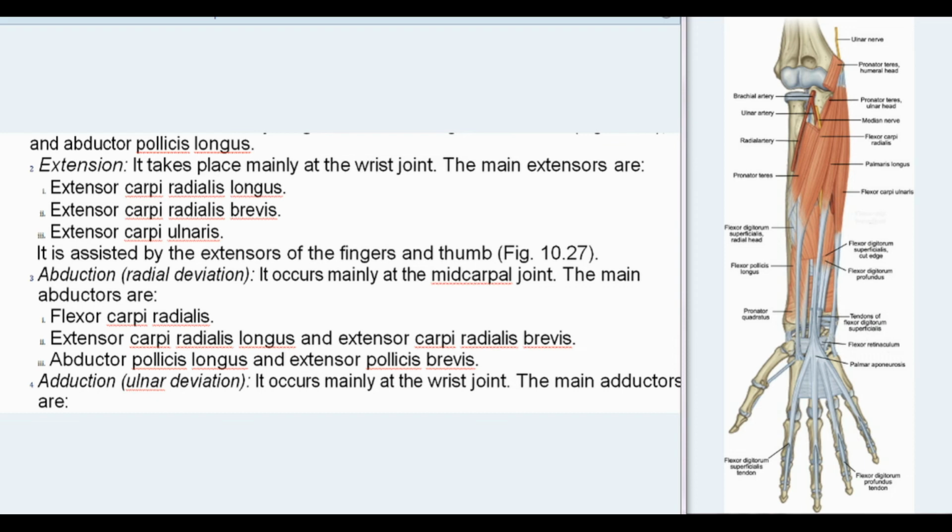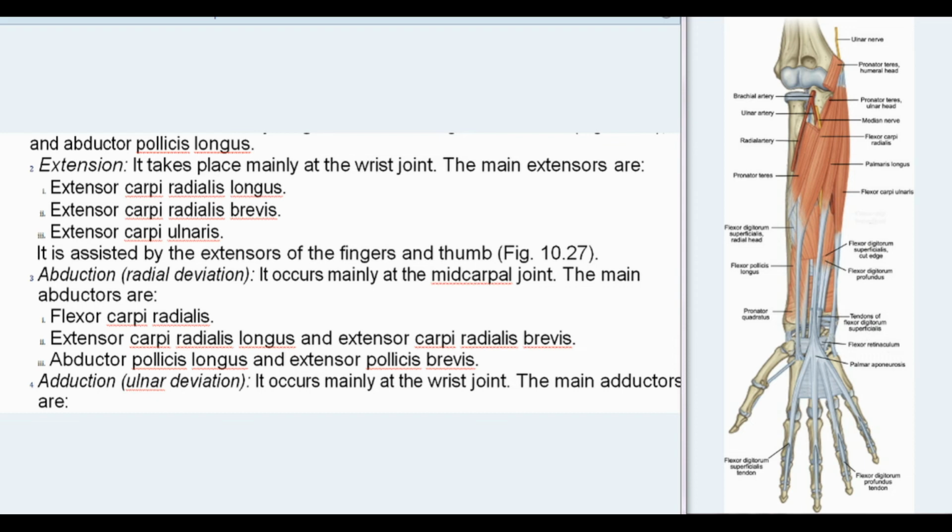2. Extension. It takes place mainly at the wrist joint. The main extensors are extensor carpi radialis longus, extensor carpi radialis brevis, and extensor carpi ulnaris. It is assisted by the extensors of the fingers and thumb, Fig 10.27.